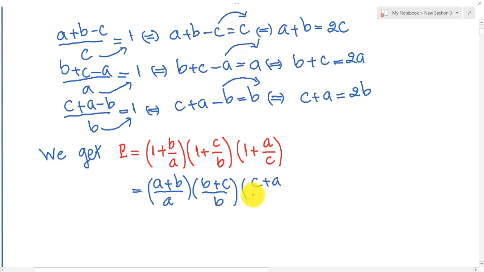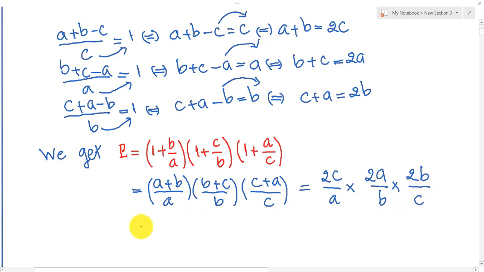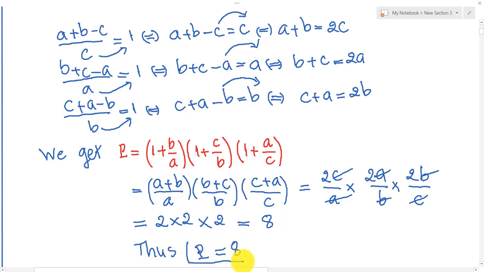We replace a + b by 2c and get 2c/a, times b + c replaced by 2a, which gives 2a/b, times c + a replaced by 2b, which gives 2b/c. Then we simplify a with a, b with b and c with c, so we get 2 times 2 times 2, which equals 8. Thus P equals 8 is our solution.